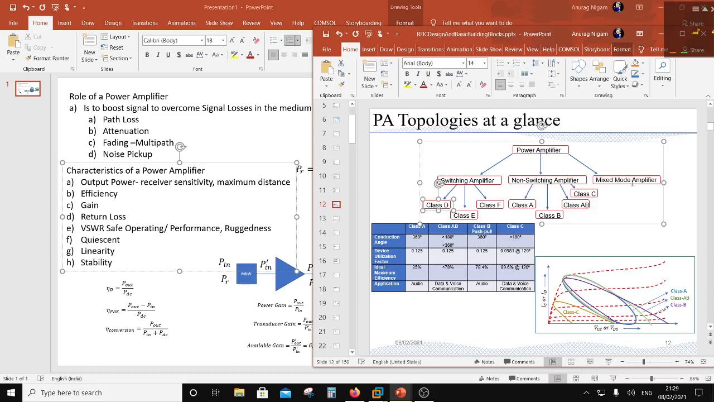So then there are mixed mode amplifiers, where during a portion of the waveform it acts as a switch, and for the other portion of the waveform it acts as a current control or voltage-controlled current source. Now how do you compare all these PA topologies? There is something called the device utilization factor.